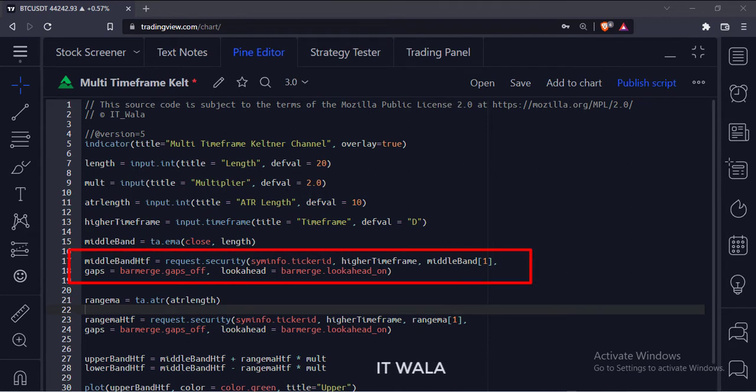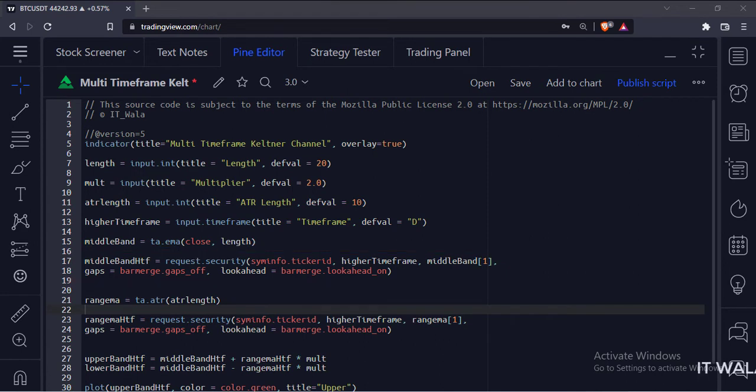Then we calculate the higher timeframe middle band using the security function. The first argument of the security function is the stock name, the second argument is the higher timeframe. The third argument is the middle band with bracket 1 written in front of it. The bracket 1 means the previous bar's data. This is necessary to avoid the indicator repainting, as we had earlier seen in the video on the indicator repainting issue. The fourth argument handles the gaps, and the fifth argument merges the higher timeframe data into the current bars.